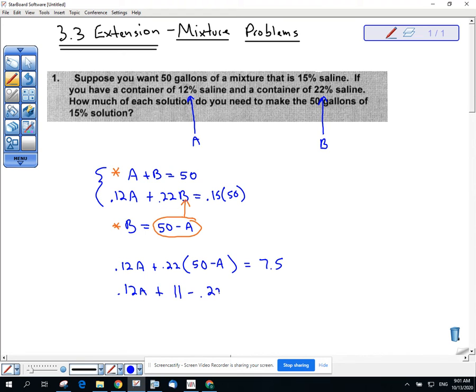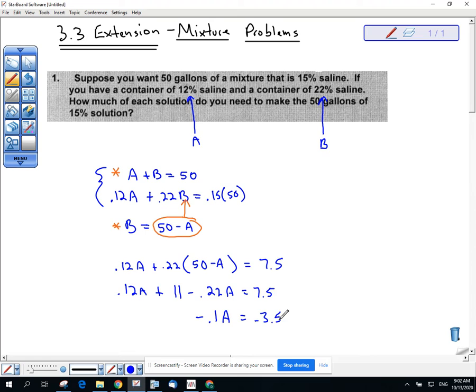Minus 0.22A is equal to 7.5. We can combine like terms, and at the same step, go ahead and subtract 11 from both sides. So 0.12 minus 0.22 would be negative 0.1A. Careful with your notation. That's negative 0.1, a negative 1/10, A. And then if I subtract 11 from both sides, 7.5 minus 11 is negative 3.5.